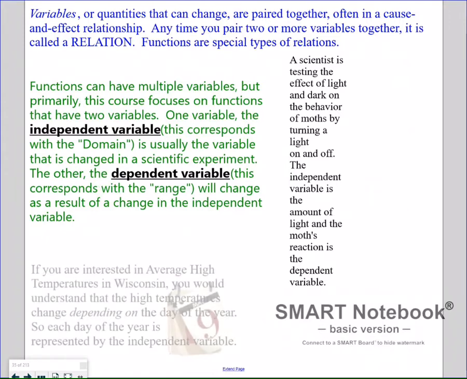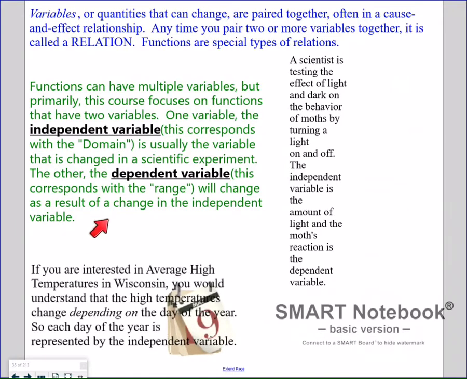Here's another example. If you're interested in average high temperatures in Wisconsin, you would understand that the high temperatures change depending on the day of the year. So each day of the year is represented by the independent variable because the days of the year happen whether we do anything or not. But the temperature in Wisconsin is going to be determined by what day of the year you have. A day in July is going to have a higher average temperature than a day in January. So the independent variable is days of the year.